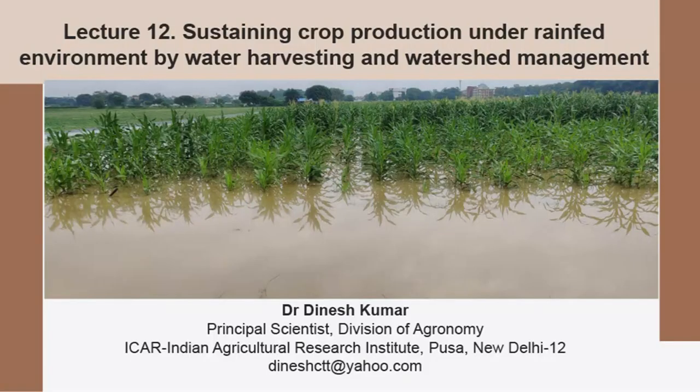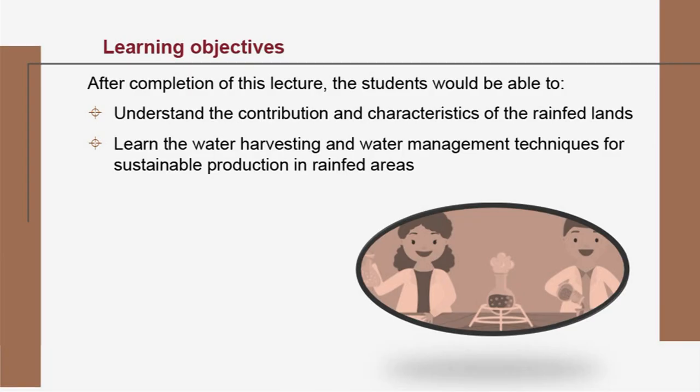Dear students, you are welcome in this class. The topic of this lecture is sustaining crop production under rainfed environment by water harvesting and watershed management. The learning objectives are to understand the contribution and characteristics of the rainfed lands, and to learn the water harvesting and water management techniques for sustaining production in rainfed areas.